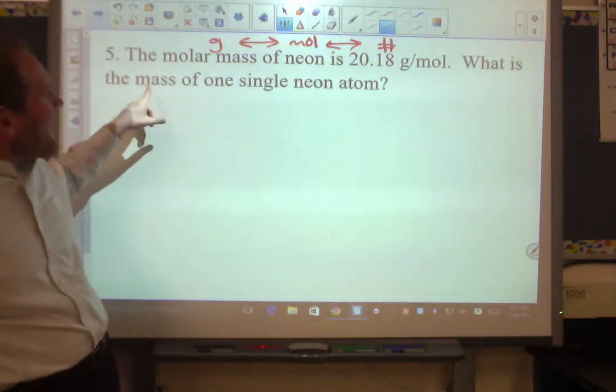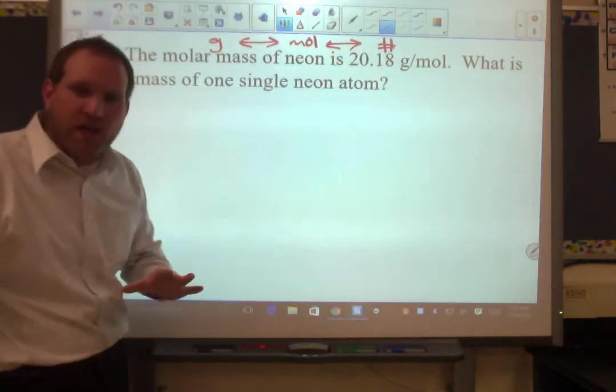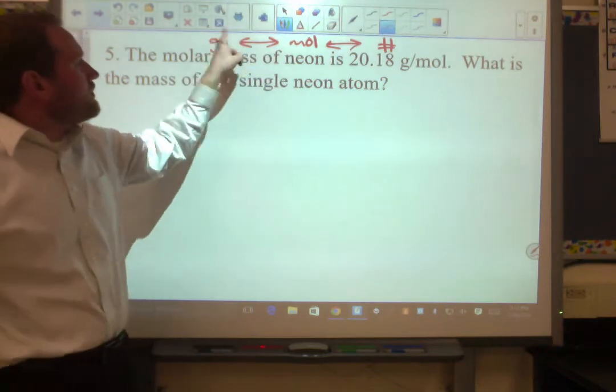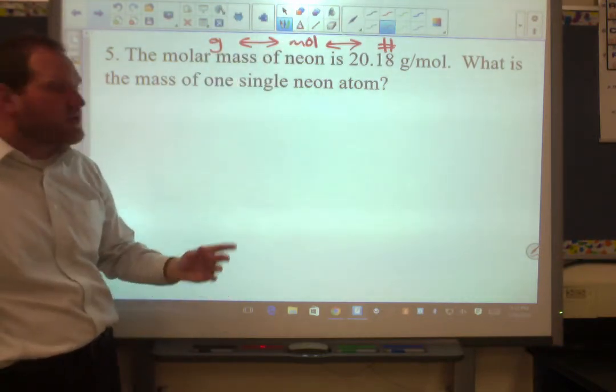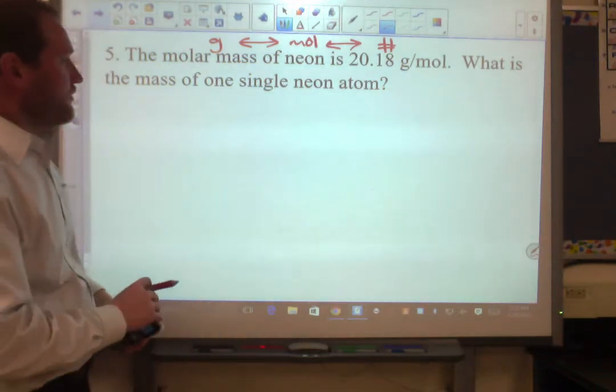I'm looking for the mass of one particle. You can't do that in one shot. Moles is always the middleman. To go from grams to moles, we use the periodic table, molar masses. To go from moles to number of particles, we use Avogadro's number. So we're going to have to use both for this.